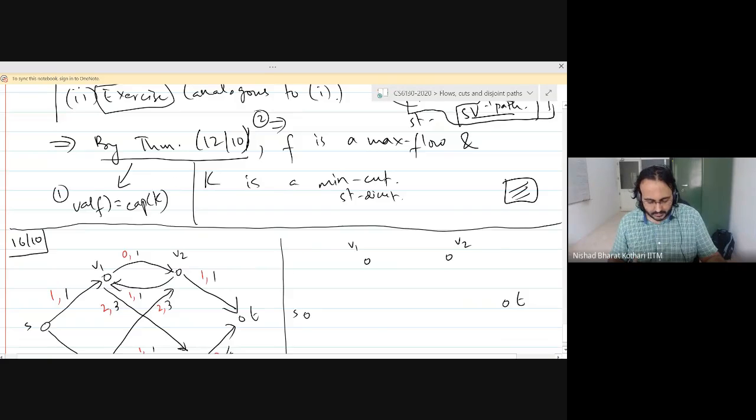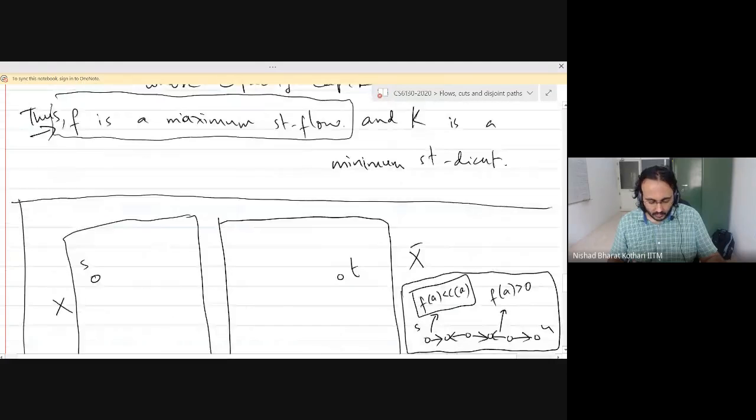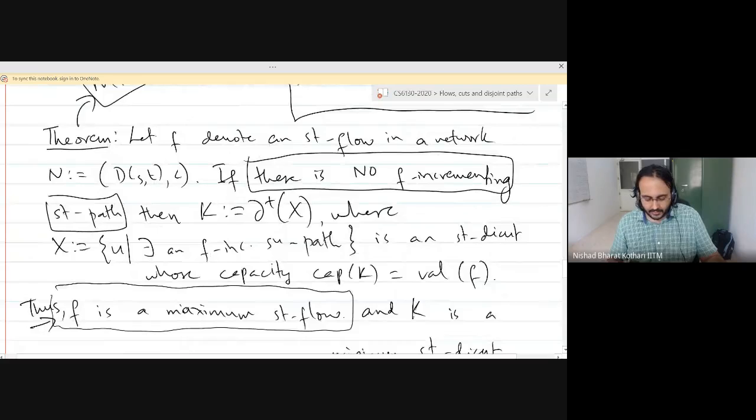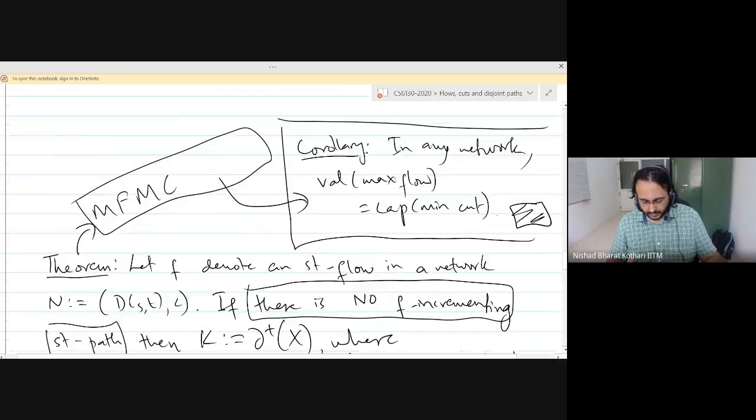What we did last time was to prove this theorem, which says that if there is no f incrementing path, then the flow you have is a maximum flow. In particular, you can find a cut whose capacity is equal to the value of the flow. And that implies that this is a maximum flow, right?